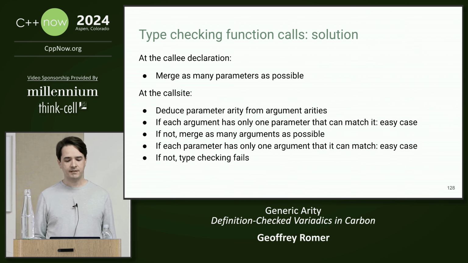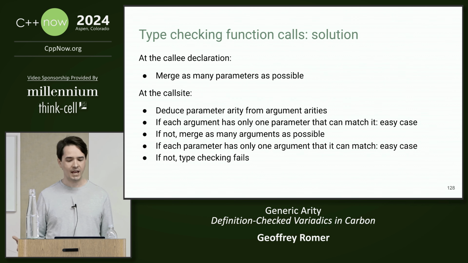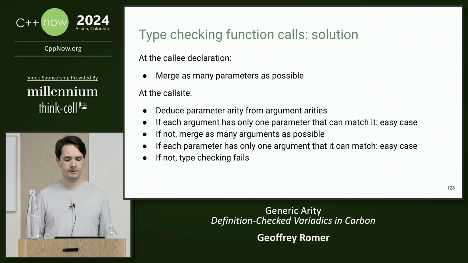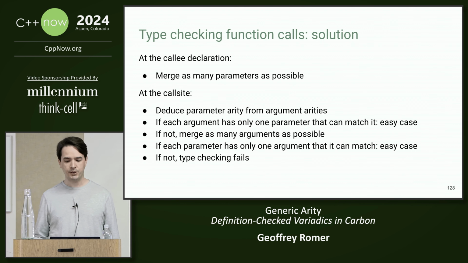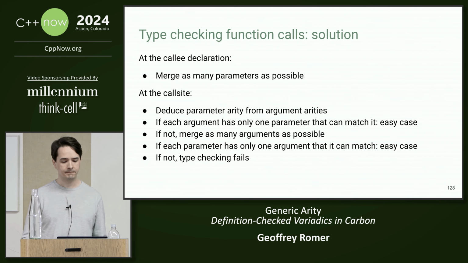So the overall process of type checking function calls is that first, when we type check the function declaration, we merge as many singular parameters as possible into the Variadic parameter. And then at the call site, we deduce the arity of the Variadic parameter. And that comes first because the arities will determine how the arguments and parameters match up.